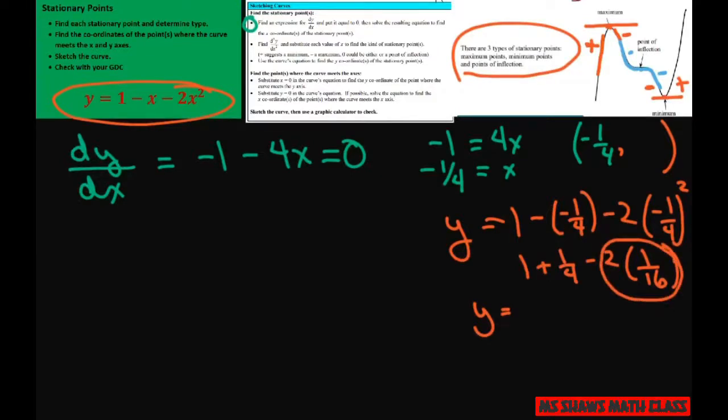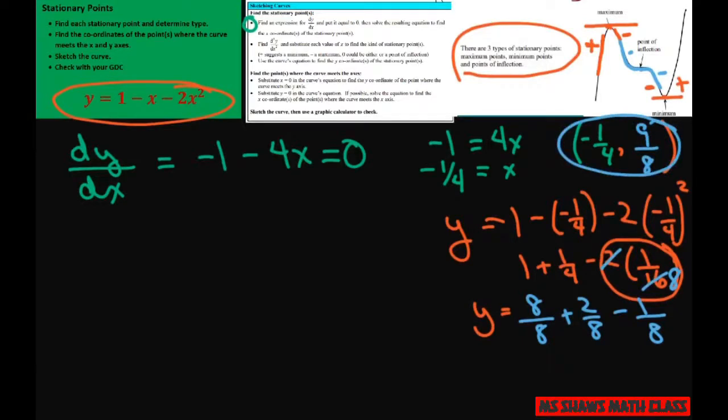So I'm going to make all these 8s in the denominator. Because this will go into 8 times. And that's going to be 9/8. So this is our point we're going to look at. Now, what we want to know is if this is going to be a maximum, a minimum, or a point of inflection, or either or.